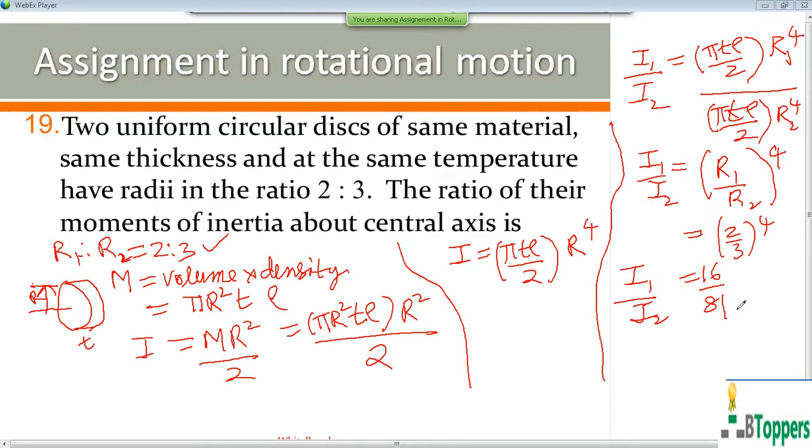So those who want to copy the solution of the problem, they can take a pause and copy the solution of the problem.